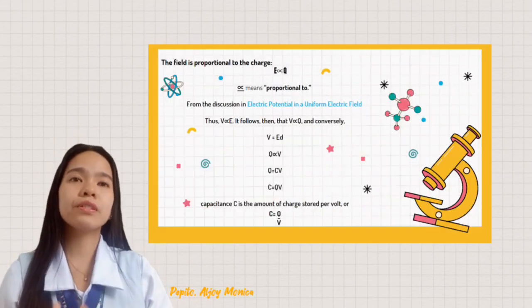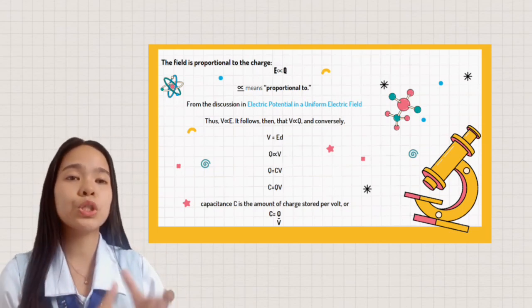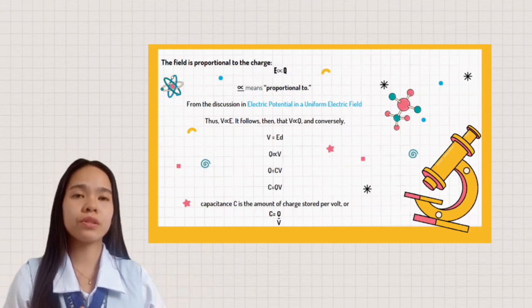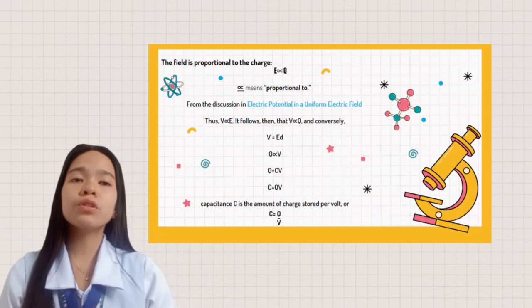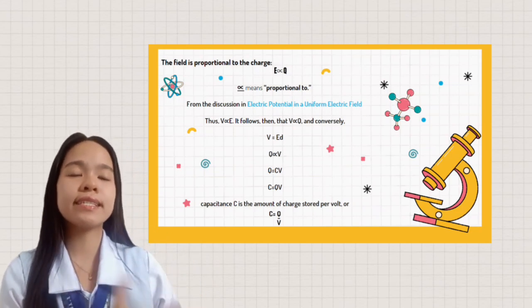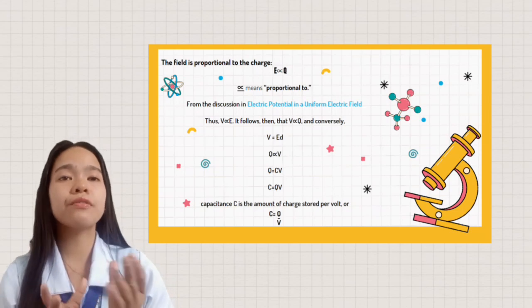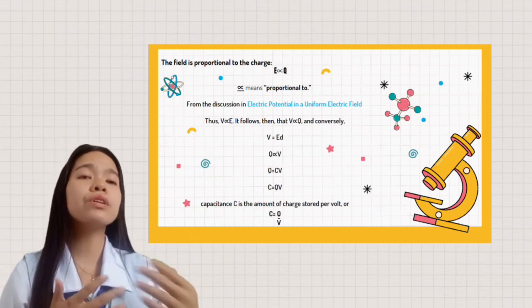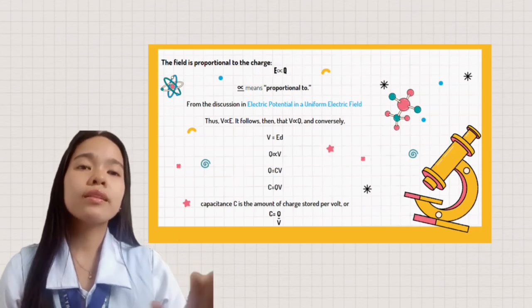The electric field is proportional to the charge, where this symbol means proportional to. From the discussion on electric potential in a uniform electric field, we know that the voltage across parallel plates is equal to electric field times distance. Thus, voltage is proportional to electric field. It follows then that voltage is proportional to the charge, and conversely, charge is proportional to the voltage. This is true in general.